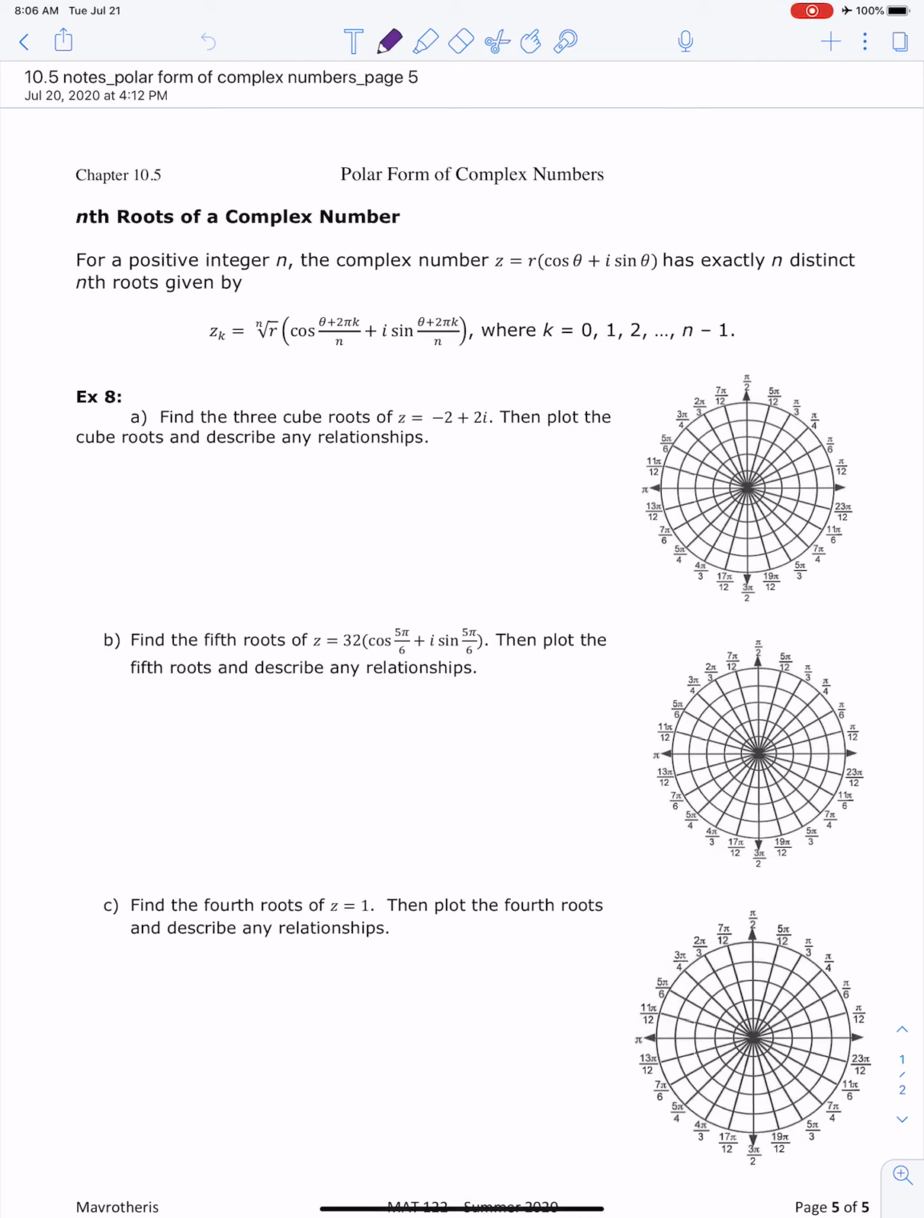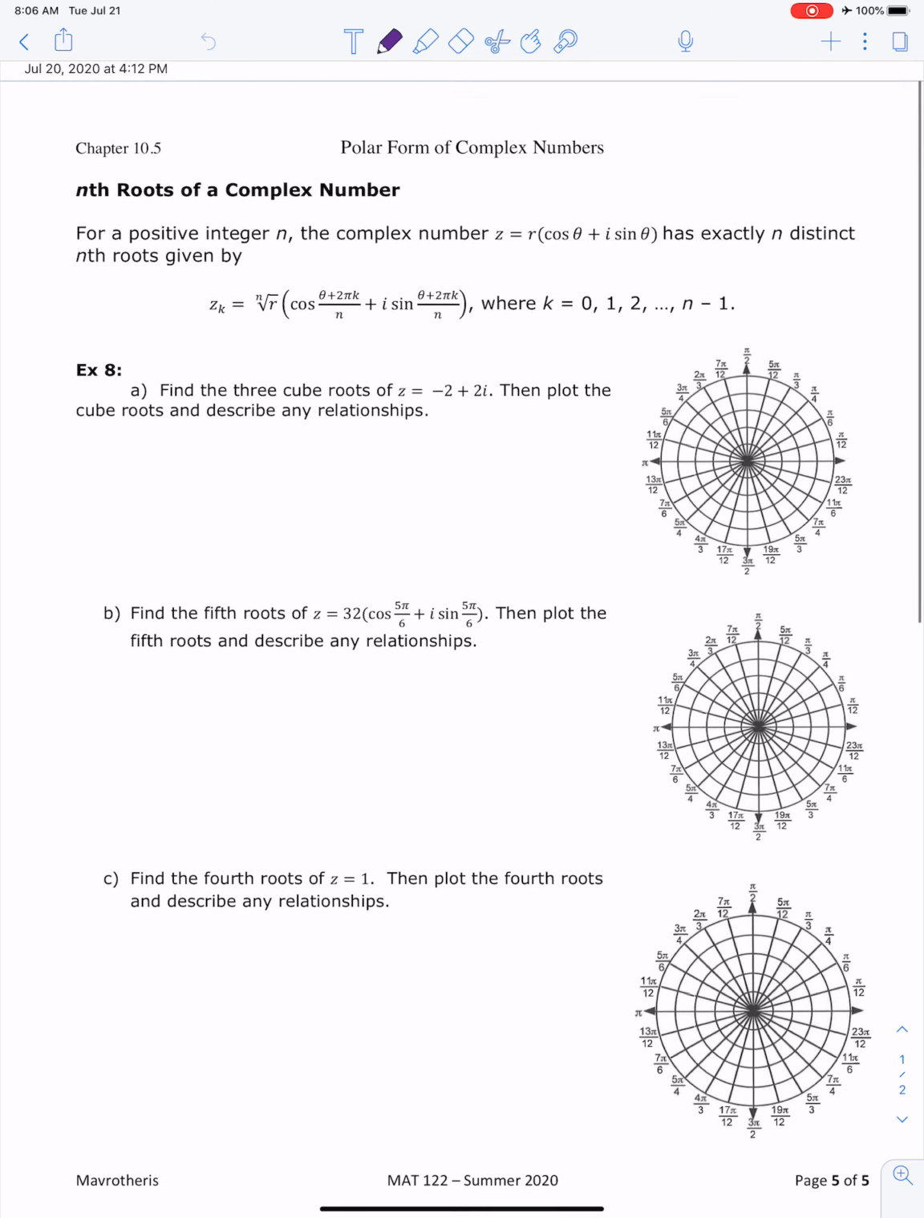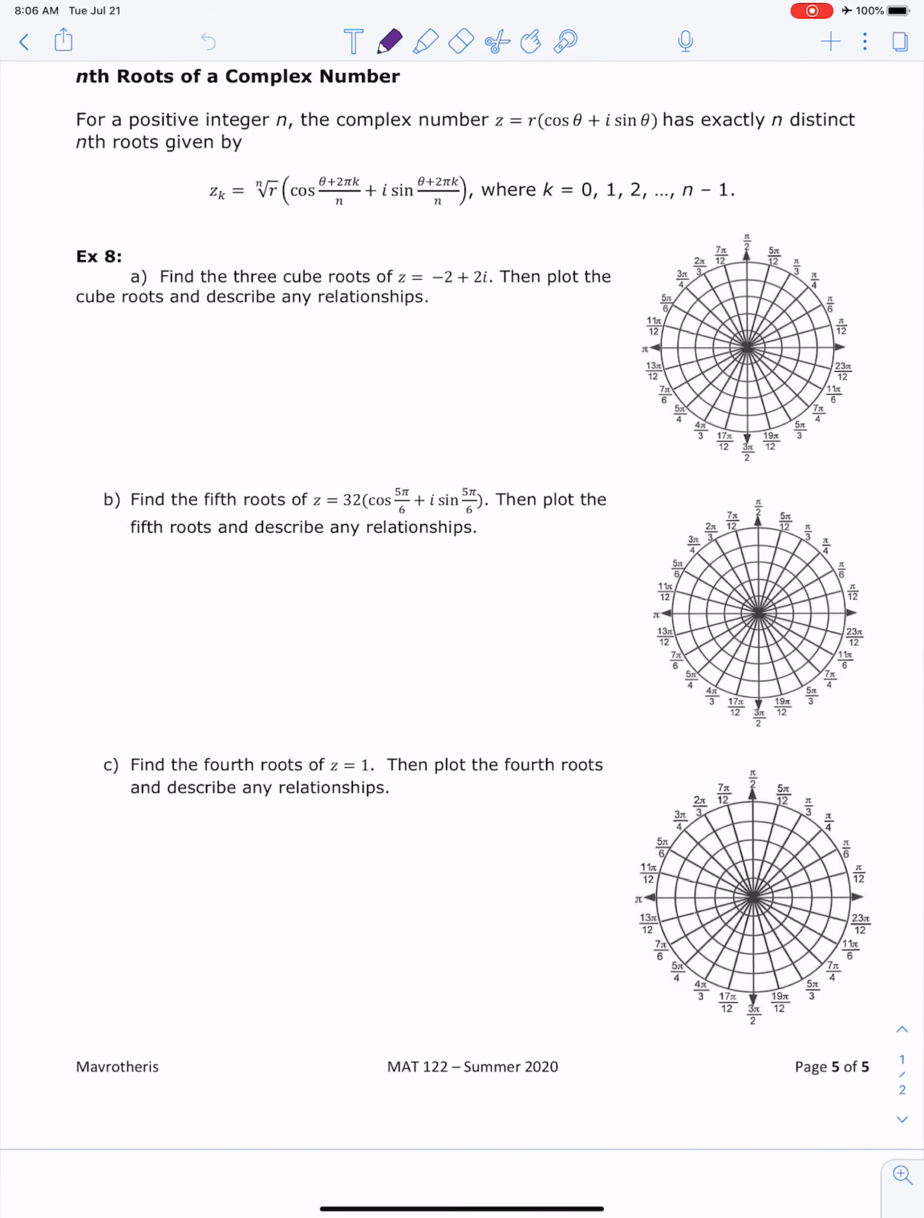10.5 notes, polar form of complex numbers, page 5. We are going to look for the nth roots of a complex number, and this is really one of the most fascinating things about complex numbers in polar form or trig form, because there is a nice geometric connection to what we've got going on here with the roots. So here is the formula for finding the nth root.